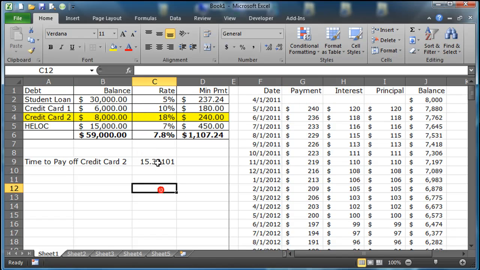The result is it's going to take me 15.3 years to pay off that credit card if I just pay the minimum. Scary stuff, huh?